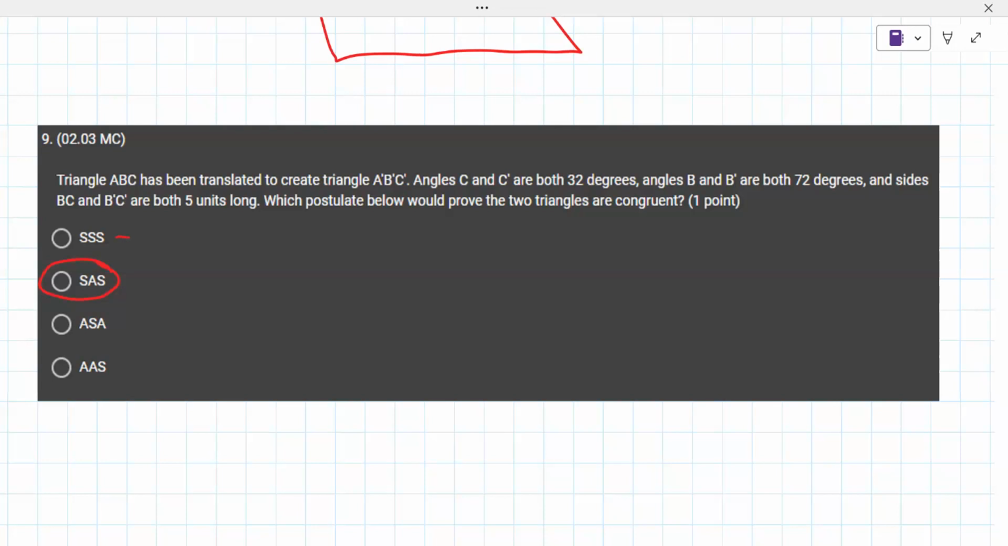Another thing to prove congruence might be a good thing to put on your note card here. Congruence is either, and there are four of them, side-side-side, side-angle-side, angle-side-angle, or angle-angle-side. There is no ASS theorem.